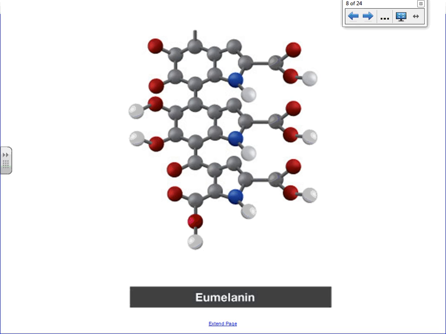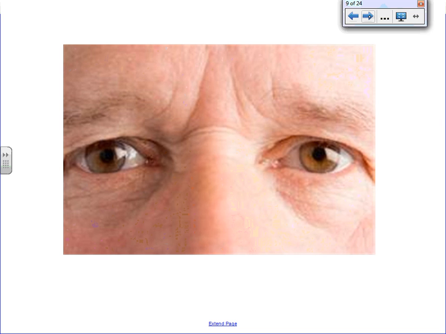So you combine this melanin, put it into an eyeball, and all of a sudden you get brown eyes. All right, like this gentleman here. But here's the interesting thing about some of these proteins and DNA sequences.